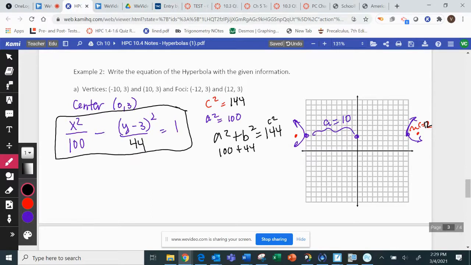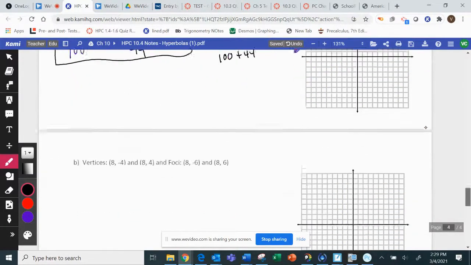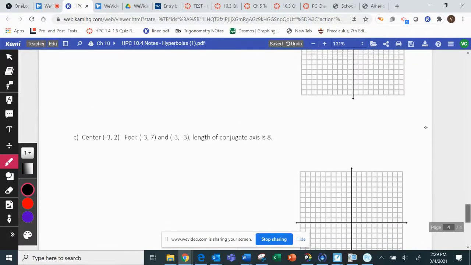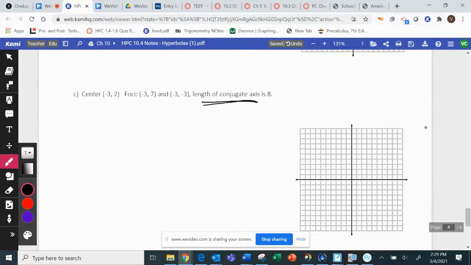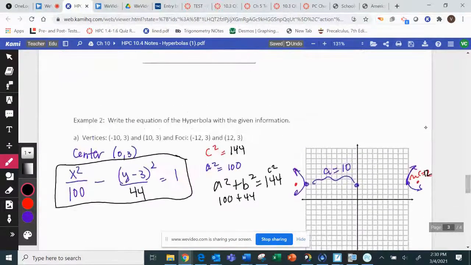So it's the same problem solving that we were doing on ellipses. And that one's pretty much exactly the same. And then this one talks about the length of the conjugate axis. The conjugate axis is not vertices. And the length is 8, but that means the b value would be half of that. So then b squared would be 16 for that one. And I'm just not going to finish these because we had lots of practice with those already. And your assignment is on the module.